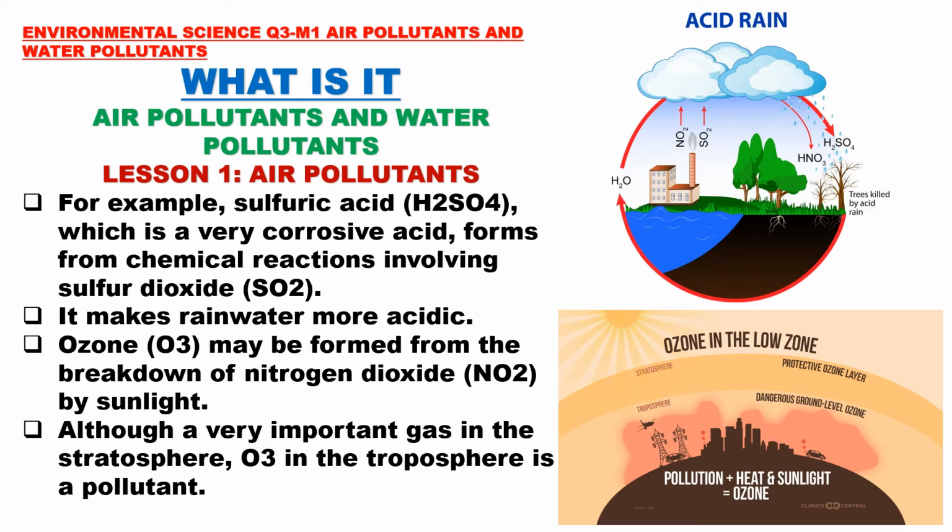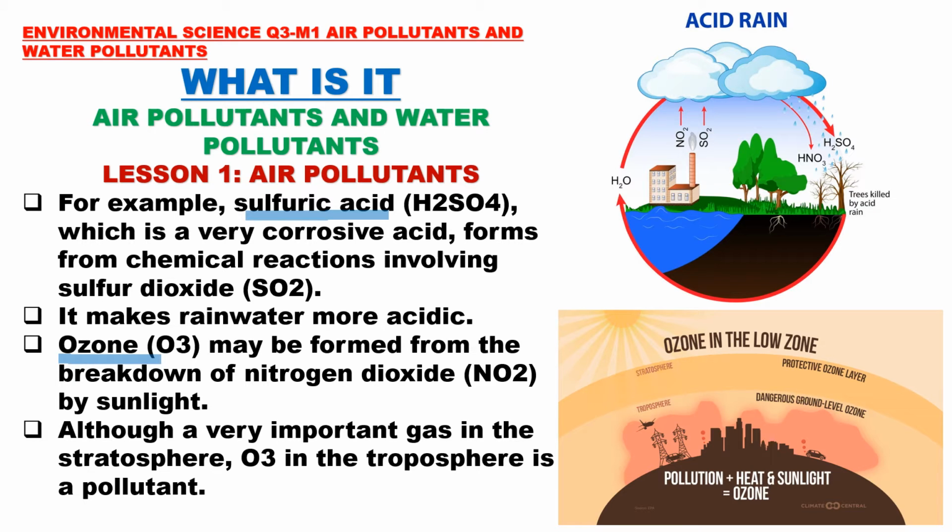For example, sulfuric acid, or H2SO4, which is a very corrosive acid, forms from chemical reactions involving sulfur dioxide. It makes rainwater more acidic, hence we have the so-called acid rain. Another example of a secondary pollutant is ozone, or O3. It may be formed from the breakdown of nitrogen dioxide by sunlight. Although a very important gas in the stratosphere, O3 or ozone in the troposphere is a pollutant.